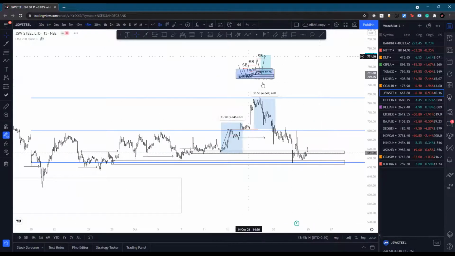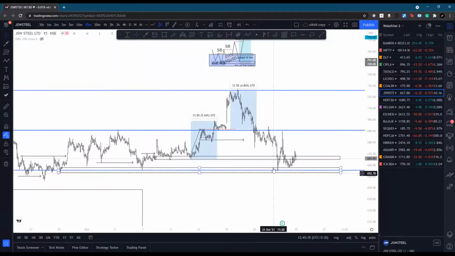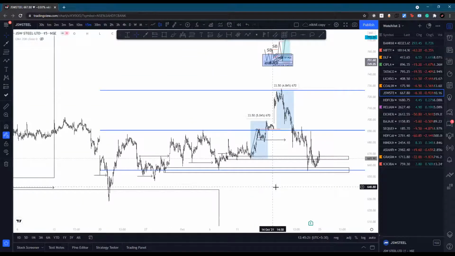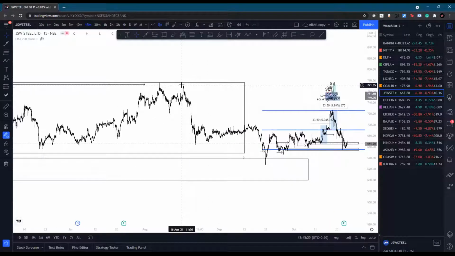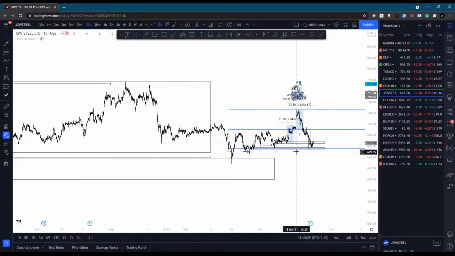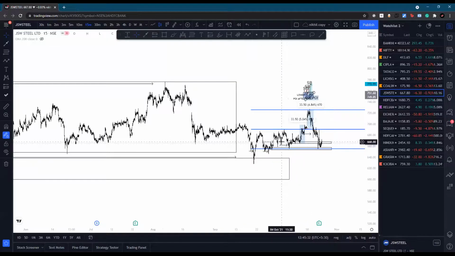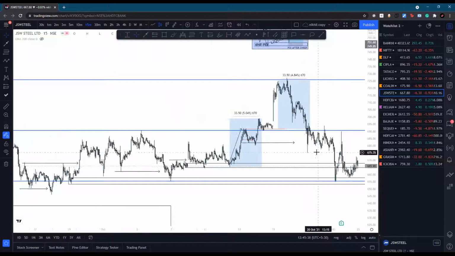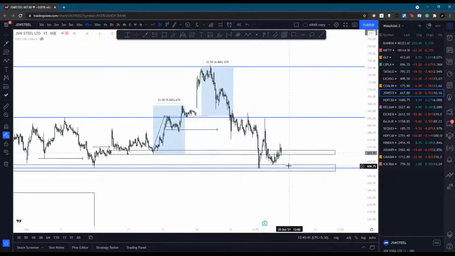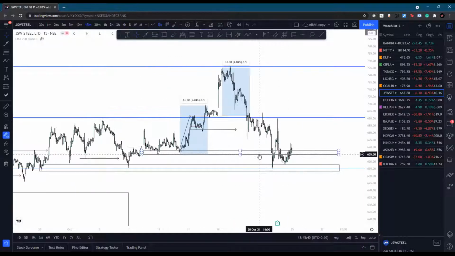JSW Steel, sorry, this wasn't a stock we should be looking at, but it's quite confusing. But if you see, so what is this? A drop, then it's been consolidated. Can we call this an accumulation phase? Yes or no? If we get a better entry, like with a proper structure, we can enter right away at this particular price.